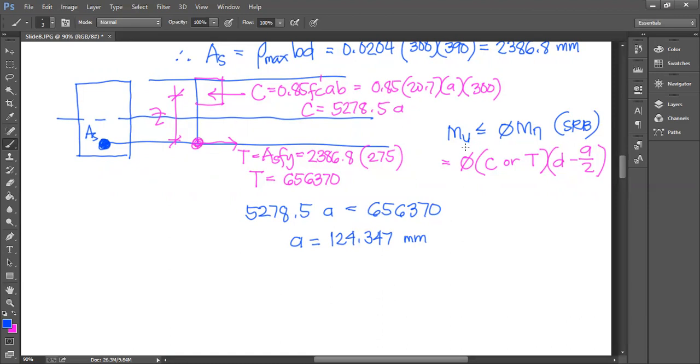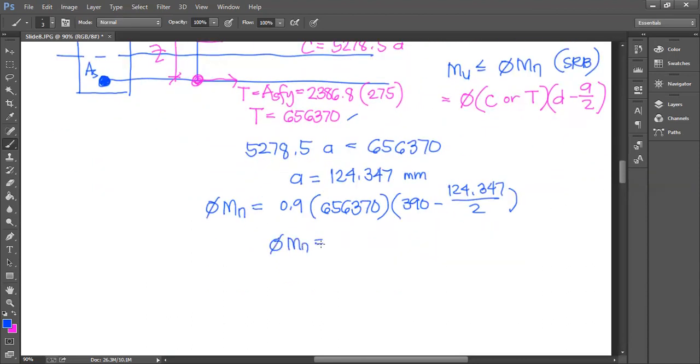So, enough with A here, because we already have the applied Mu and what we are looking for is the allowable phi Mn. So, assuming the value of A to be 124.347, we can now solve for phi Mn. So, phi Mn is equal to 0.9 since this is tension controlled, multiplied by 656,370, which is from the tensile force, multiplied by d, the 390, minus a over 2, which is 124.347 all over 2.